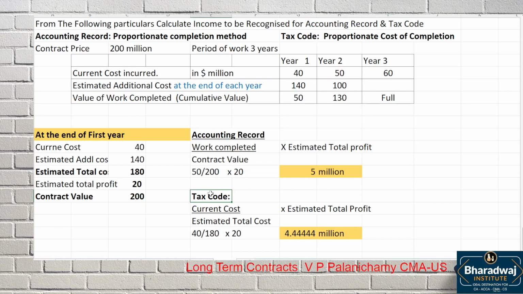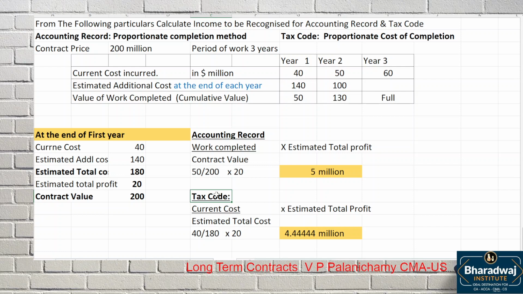They can give a base question like this and ask you how much profit will be recognized in first year, either for accounting record or for tax code. Like that for second year, accounting record, tax code. Third year for accounting record and tax code, they may ask you.